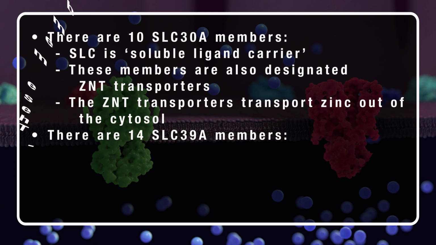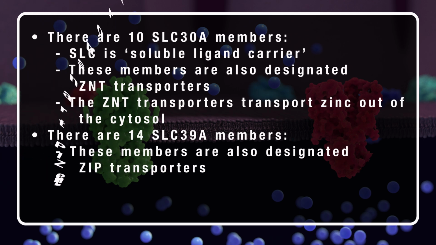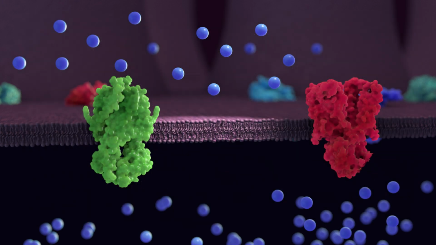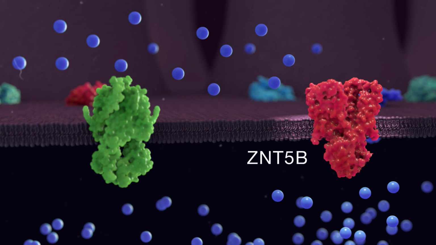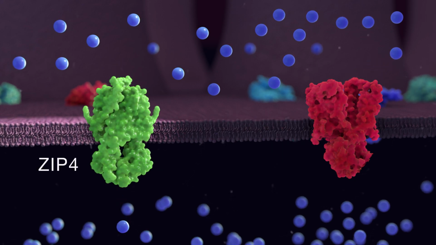There are 14 SLC39A members. These members are also designated ZIP transporters. The ZIP transporters transport zinc into the cytosol. Both families of zinc transporters function by facilitated diffusion. The ZNT transporters transport zinc from the cytosol across the plasma membrane to the cell exterior or from the cytosol into intracellular compartments. The ZIP transporters transport zinc across the plasma membrane into the cytosol or from the lumen of the intracellular compartments into the cytosol.